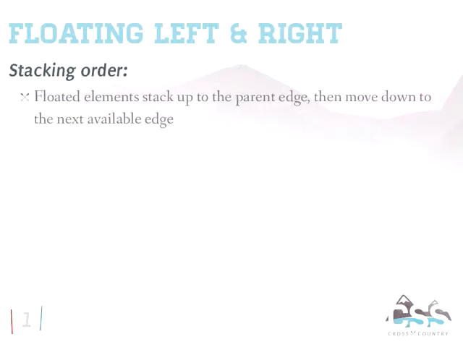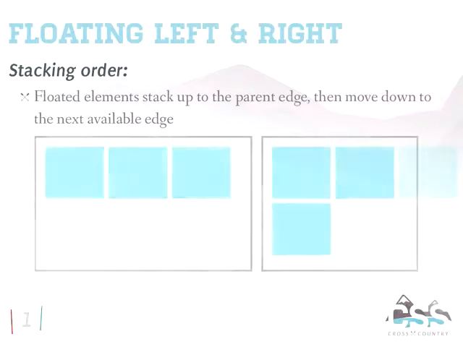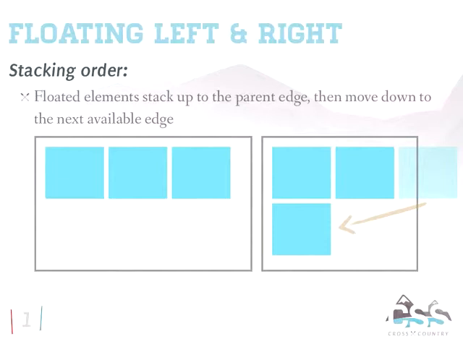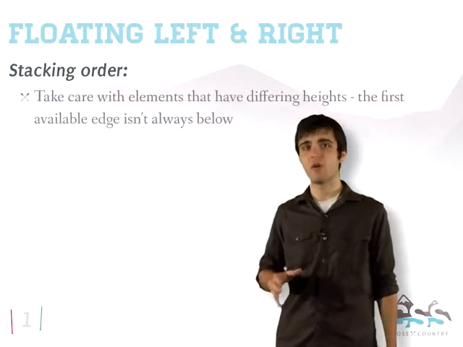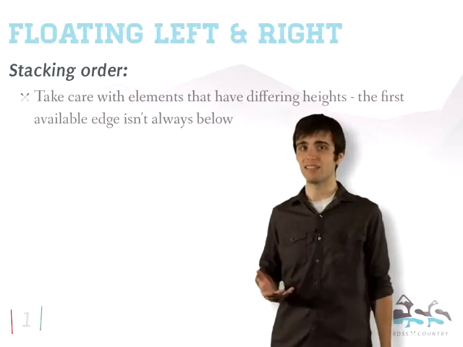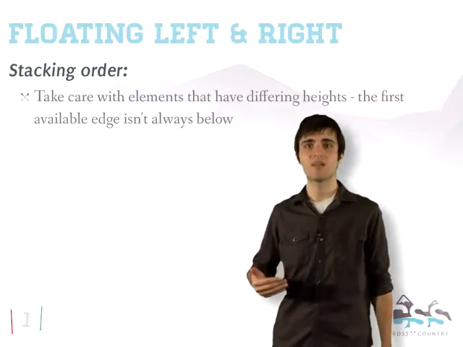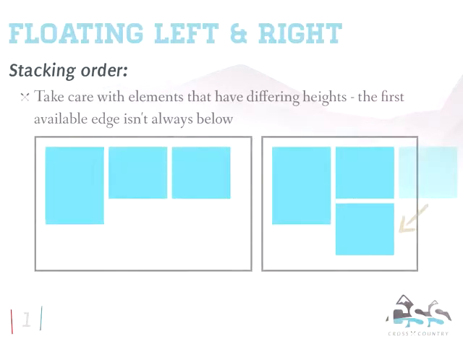Floated items are going to stack up against one another until they reach a parent edge, at which point they'll break down to the next available edge. So in this case, if we have three containers floating up against one another, but the parent width becomes too small to contain all three, the final object is going to break down to a new line. You have to take care though when you have multiple things floating with different heights. In this case, since the first item's height is greater than that of the other two elements, when one of the other elements breaks to a new line, the first available edge is up against that first item, rather than all the way at the bottom.